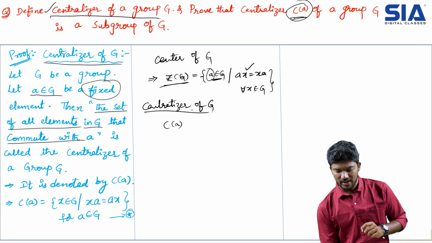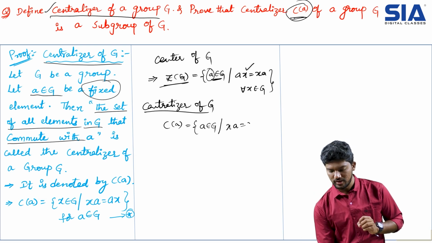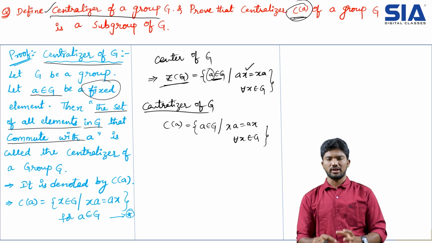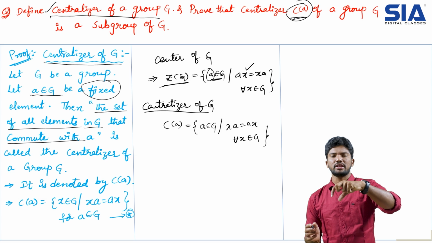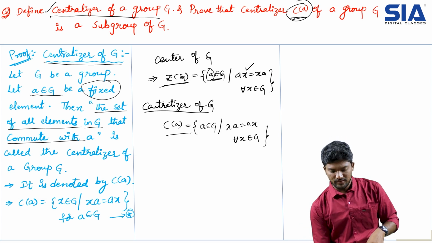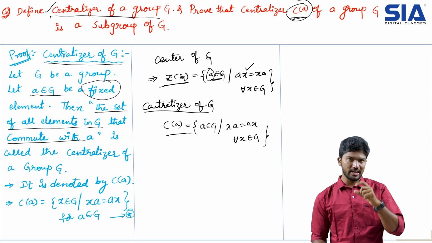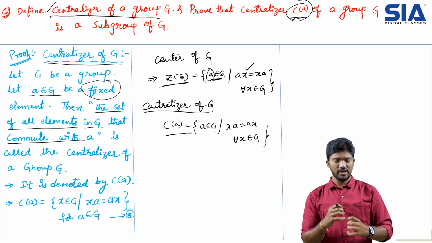Next, the centralizer of a group G. Here we take small a belongs to capital G as a fixed element, such that x into a is equal to a into x for all x belongs to capital G. Quite the opposite. In the center of group G, one element commutes with all the elements. In the centralizer of a group G, all elements commute with one element. That one element is fixed. So that is the difference between the center of a group G and the centralizer of a group G.